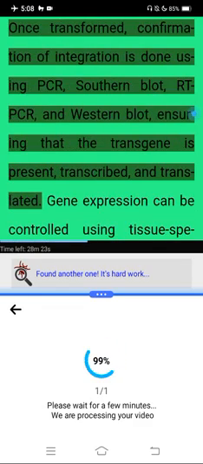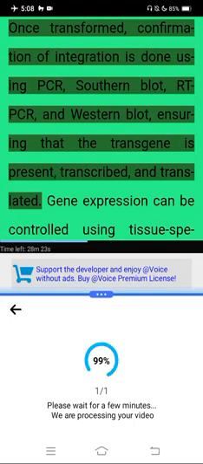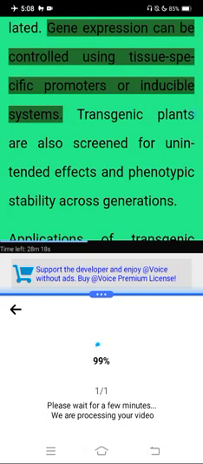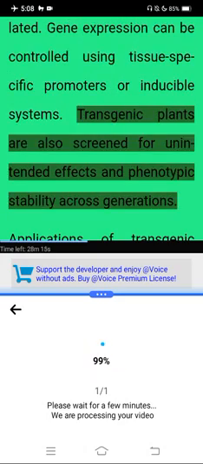Once transformed, confirmation of integration is done using PCR, Southern blot, RT-PCR, and Western blot, ensuring that the transgene is present, transcribed, and translated. Gene expression can be controlled using tissue-specific promoters or inducible systems. Transgenic plants are also screened for unintended effects and phenotypic stability across generations.